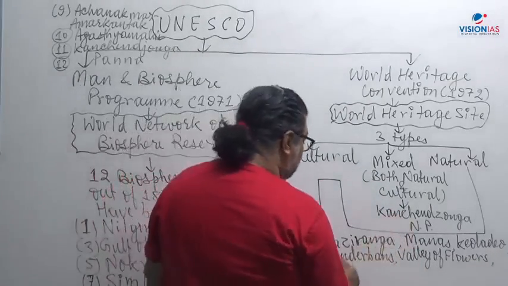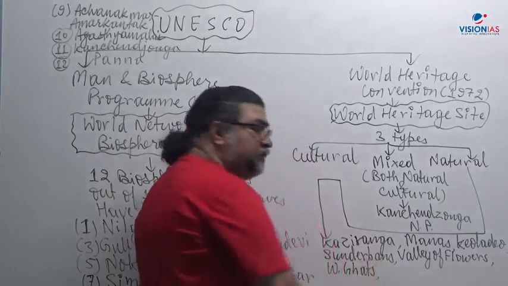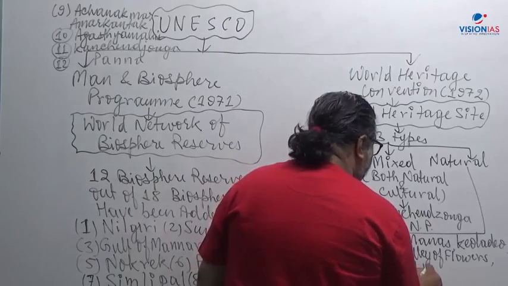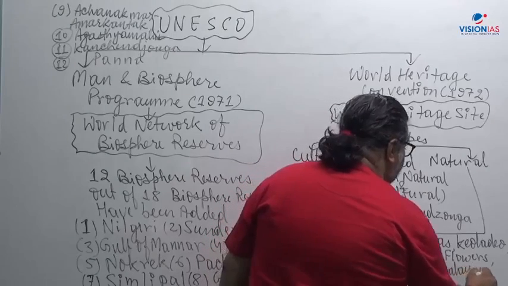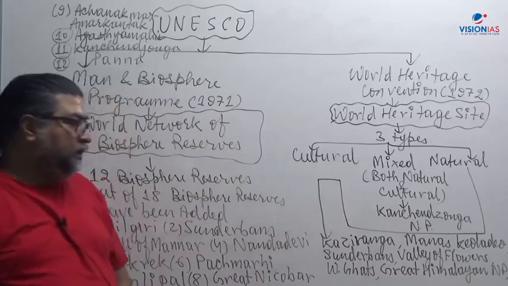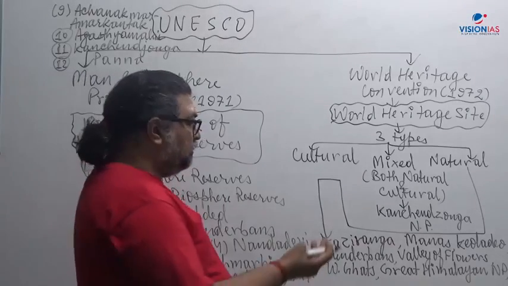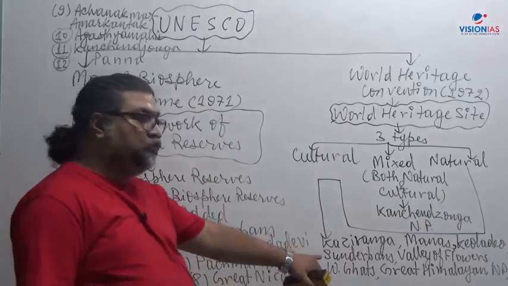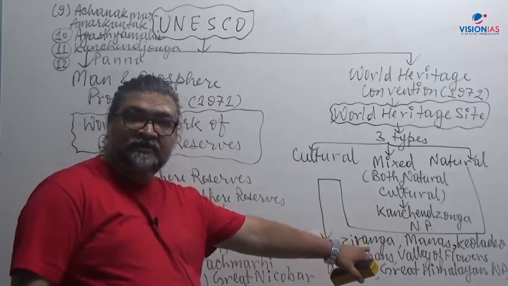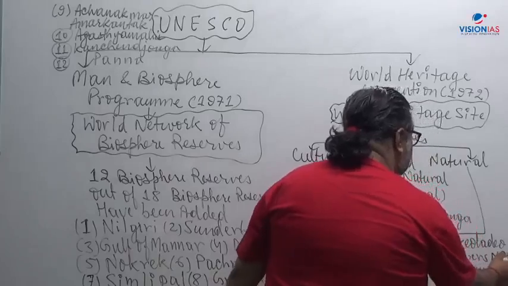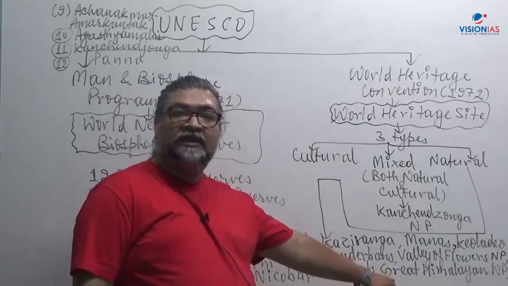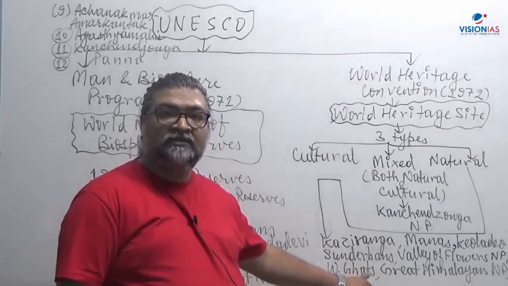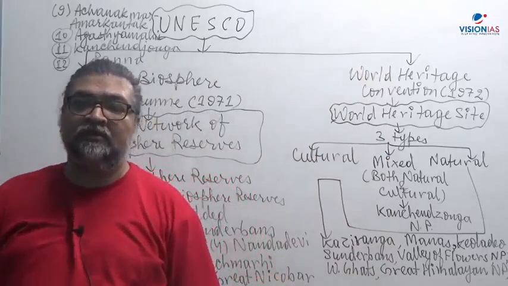Then comes Western Ghats. The entire Western Ghats has been declared as a World Heritage Site. Then you have another one called Great Himalayan National Park, Kullu Manali in Himachal Pradesh, GHNP. So Kaziranga National Park, Manas Wildlife Sanctuary, Keoladeo Ghana National Park in Bharatpur, Rajasthan, Sundarban National Park in Sundarban Delta, Valley of Flowers National Park and Nanda Devi in Uttarakhand, then Western Ghats, Great Himalayan National Park. All these have now been categorized as World Heritage Sites under the World Heritage Convention.